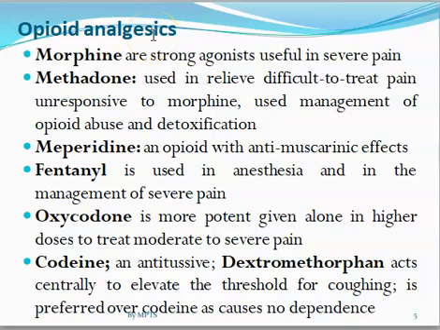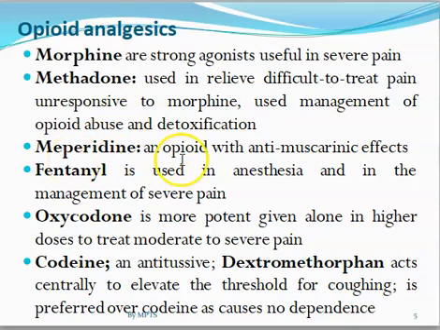Now, let me briefly explain each one in the short form. Because we know morphine is a strong analgesic, strong agonist, and used for severe pain. Methadone is used to relieve difficult to treat pain, for those who are unresponsive to morphine. However, it is also used in management of opioid abuse as a detoxicant. Now, why? Of course, it has a reason which you can search, or you can contact us for more information.